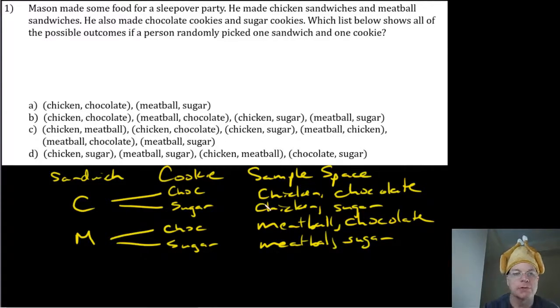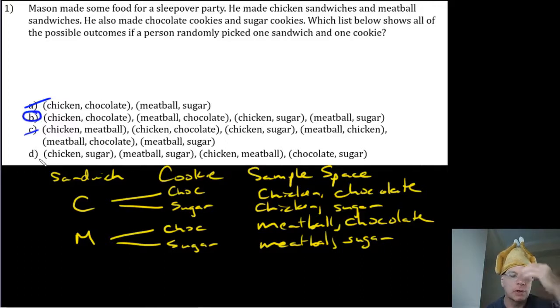When you look at the answer choices, clearly choice A doesn't work because there are only two possible outcomes there. In fact, you could eliminate A and C because answer choice C has 6 possible outcomes. We know there are a total of 4 possible outcomes. Chicken chocolate, that's my first one. Meatball chocolate, that's down here. Chicken sugar, meatball sugar. So it looks like answer choice B.